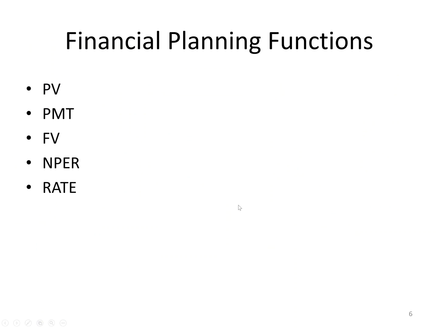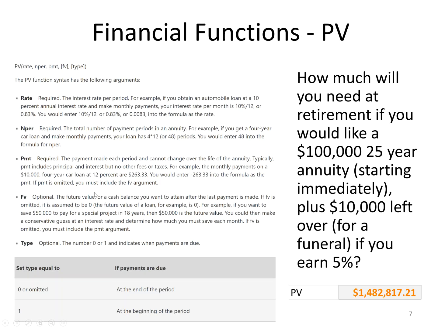I'd like to take a little time just to go over the most common 5 financial functions for financial planning. That is the present value function, the payment function, the future value function, the end period function, and the rate function. The present value function does exactly what it tells you. It tells you the value today of some future set of cash flows. Those cash flows can either be one future value amount or a series of payments.